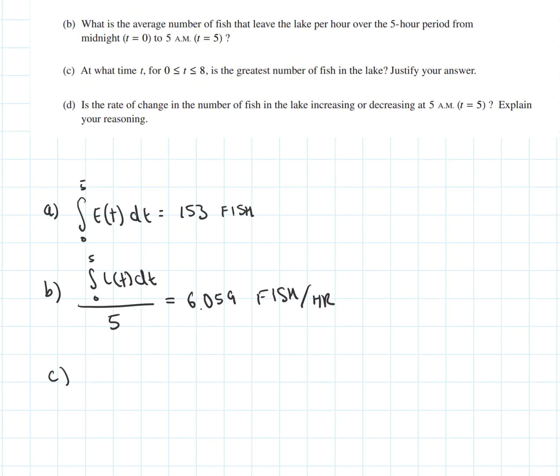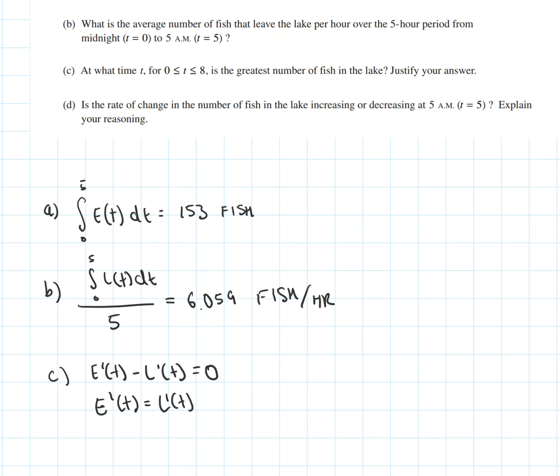For part C, at what time t, for 0 less than or equal to t less than or equal to 8, is the greatest number of fish in the lake? Justify your answer. So we know that there's going to be a max or min when the derivative equals 0. The derivative is going to be the total number of fish entering minus the total of fish leaving. So we get E prime of t minus L prime of t equals 0, or we can rewrite that as E prime of t equals L prime of t.